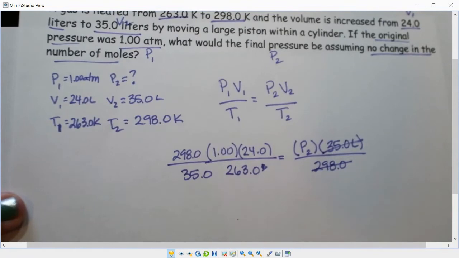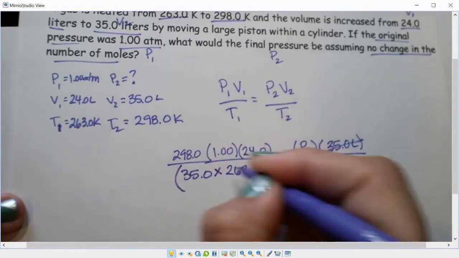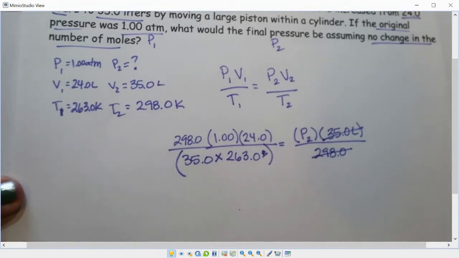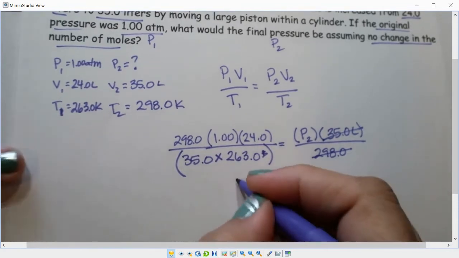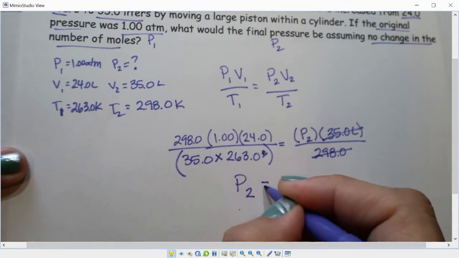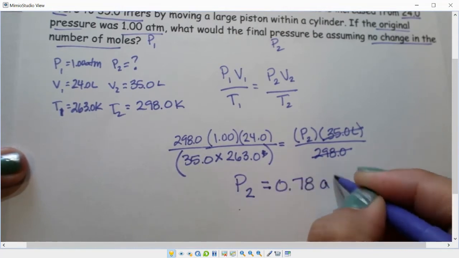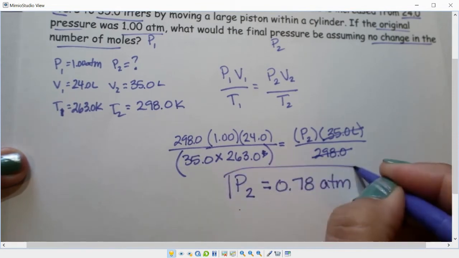Plug all that in the calculator. Make sure your calculator knows you want both of those things in the denominator, so be very careful about your PEMDAS rules. And then my calculator tells me that P2 is equal to 0.78, and we were solving in atmospheres.